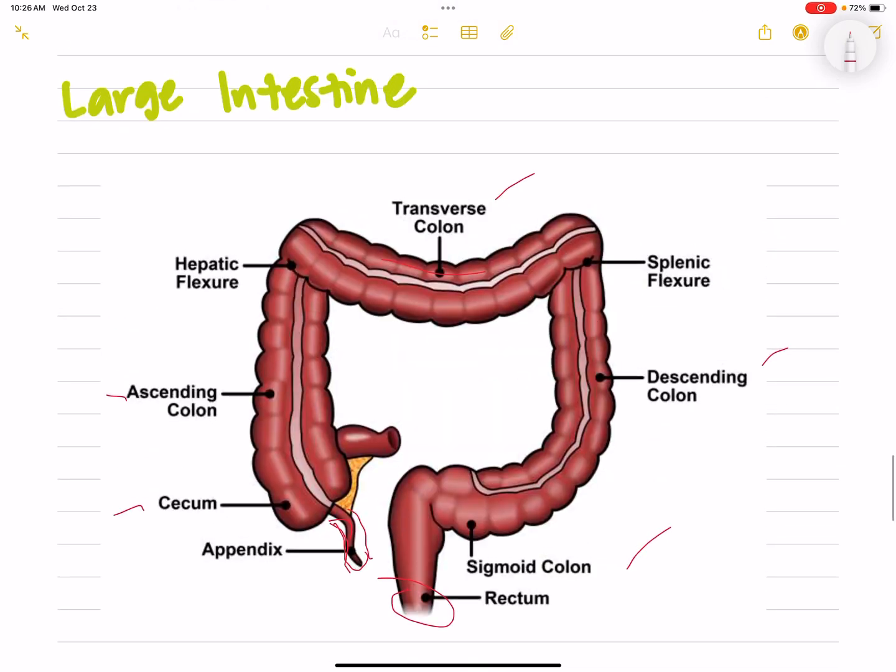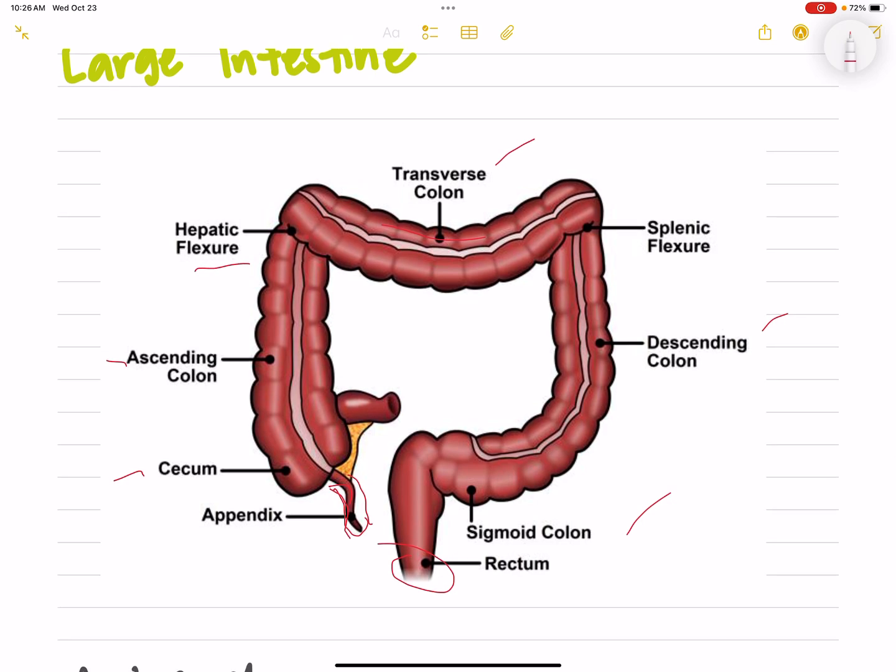So, ari siya ang hepatic flexure ni siya or ginatawag nga right colic, ha. The sharp bend between the ascending and the transverse colon. So, ang hepatic flexure or ang ginatawag nga right colic. Okay.